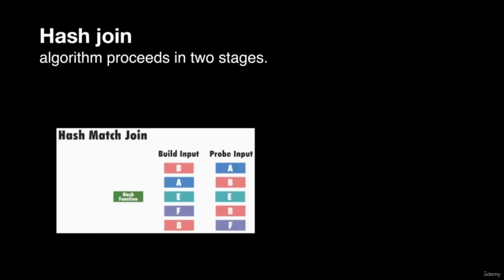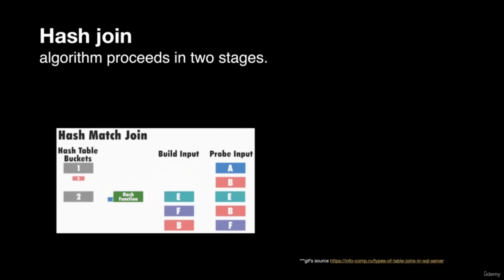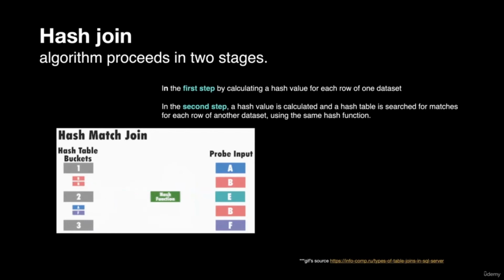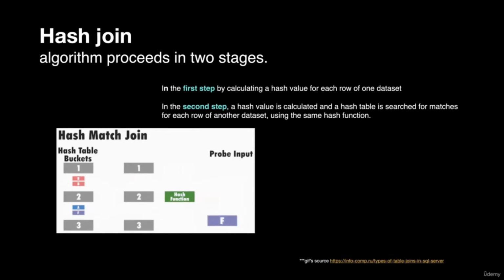Hash join. The hash join algorithm proceeds in two stages. A hash table is built in the first step by calculating a hash value for each row of one dataset, usually the smaller of the two. These hashes are computed based on the join keys of the input data and then stored along with the row in a hash table. In the second step, a hash value is calculated and the hash table is searched for matches for each row of another dataset using the same hash function.